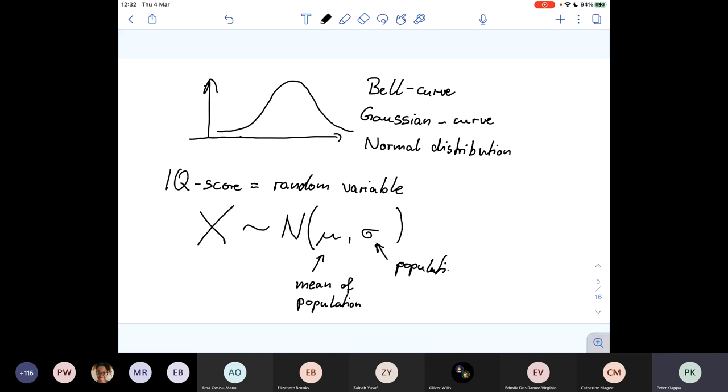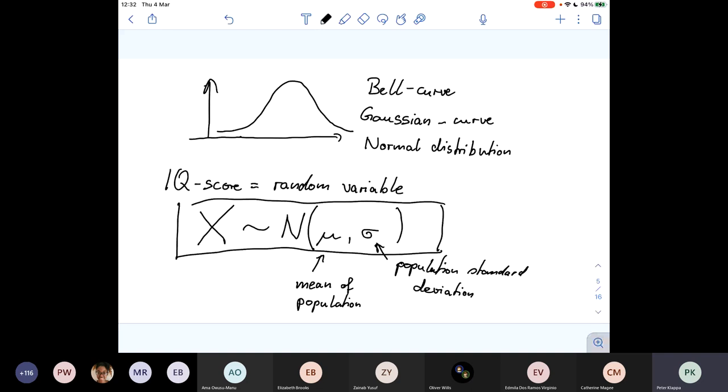So these are the two population parameters, and basically what this expression tells people is that the IQ score that represents the random variable shows a normal distribution around the population mean, mu, with a standard deviation, sigma. That is what this basically tells us. It's a little bit abstract, but you see that quite often when people talk about normal distributions.